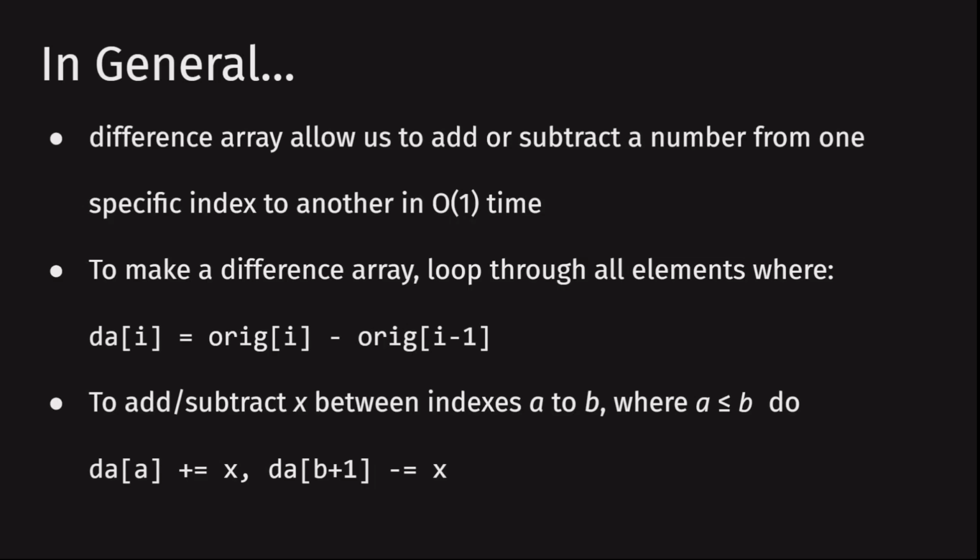To add or subtract a number, x, from the ath element to the bth element, add x to the difference array's ath element, then subtract x from the element 1 after the difference array's bth element, in other words, b plus 1. That'll be it.